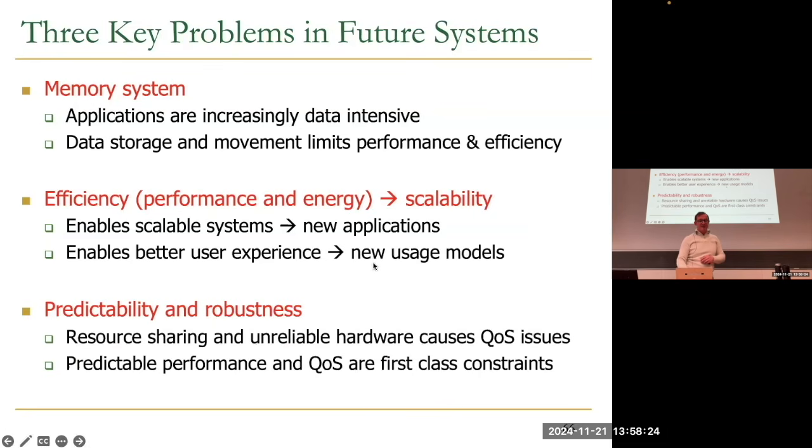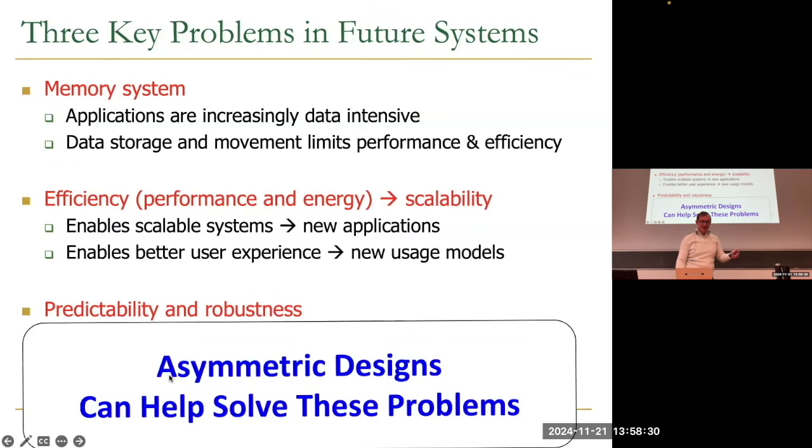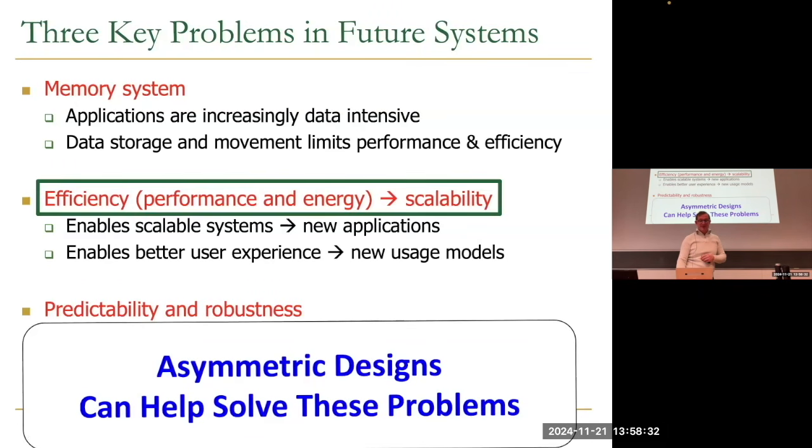And there's predictability and robustness we've also talked about. Essentially, heterogeneous designs can cater for all of these, more asymmetric designs. But today, we're going to focus especially on efficiency and especially on performance efficiency, but energy will actually follow in many of our results. And efficiency is always an enabler for scalability, meaning if you're more efficient in the execution of your workload, you can finish it faster, and those resources could be available for something else.